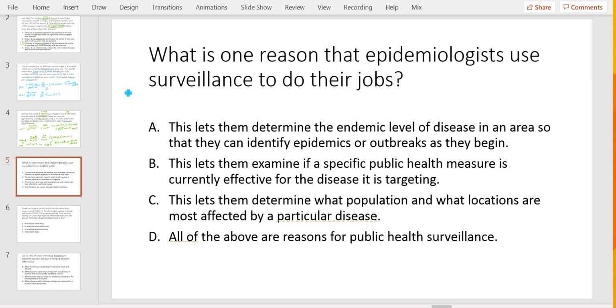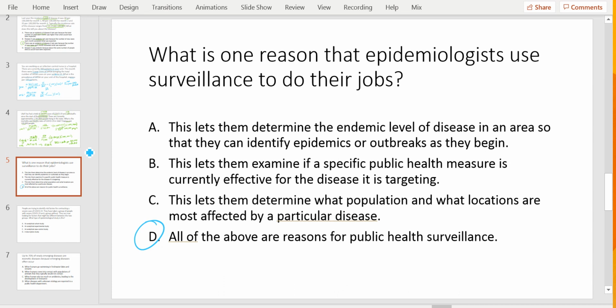That's surveillance. And what does it let epidemiologists do? Okay, so A says it lets them determine the endemic level of disease so they can identify epidemics or outbreaks. B says it lets them examine if a specific public health measure is currently effective. And C says this lets them determine what population, what locations are most affected. Okay, the answer to this one is D. All of those above are reasons for public health surveillance.